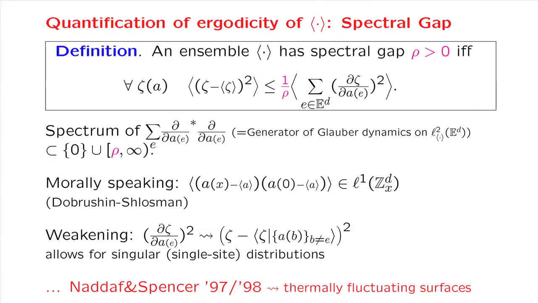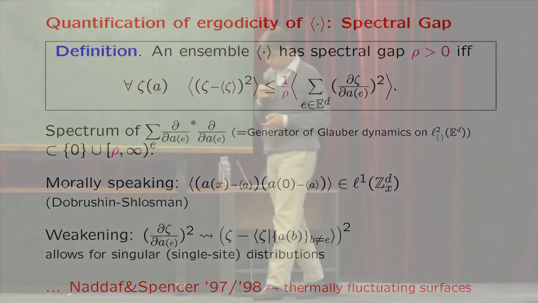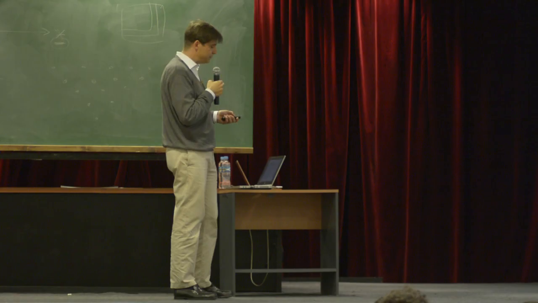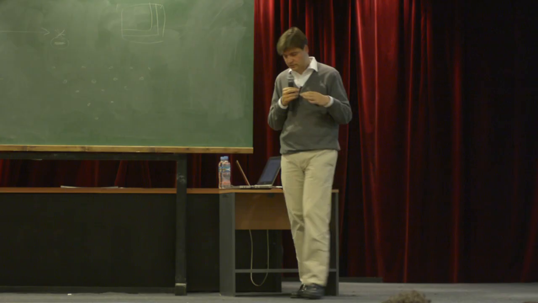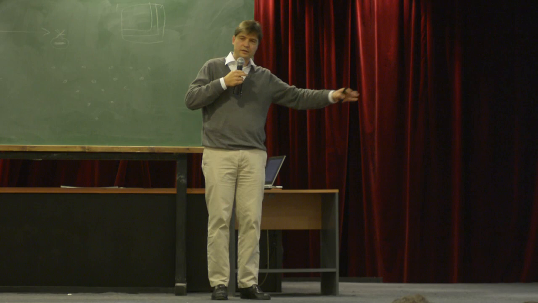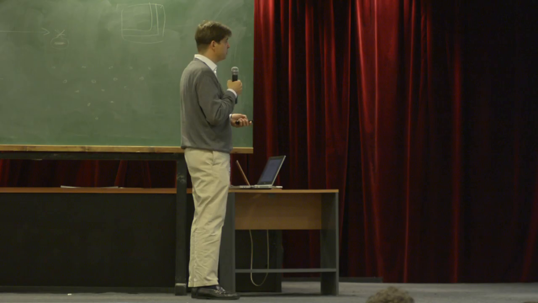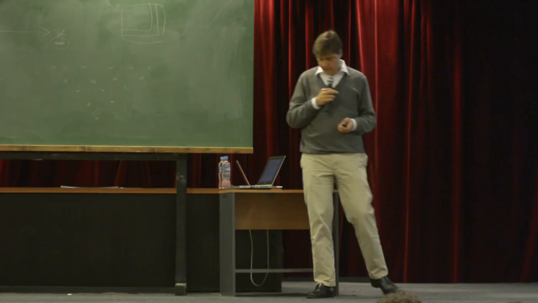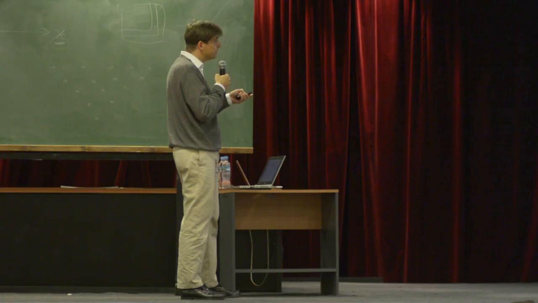And morally speaking, we know from many criteria, Dobrushin-Shlosman, that this will be true if correlations are integrable. So in a certain sense, this is really quantifying ergodicity in the sense that you want decorrelation tails to be so thin that they're integrable. So really fast decaying correlations. That's morally speaking equivalent to this condition. Okay, so that's our main workhorse from probability theory, or if you want, statistical physics.